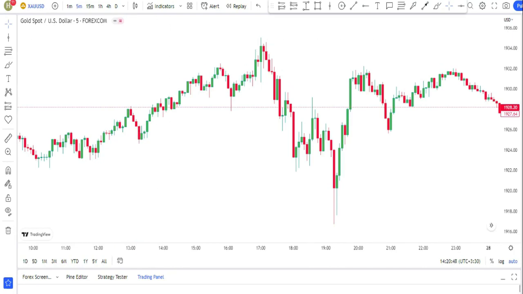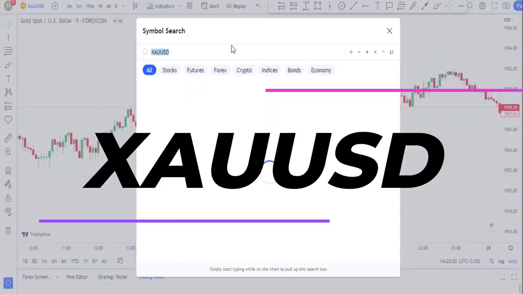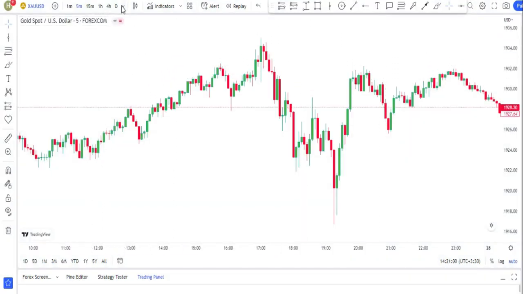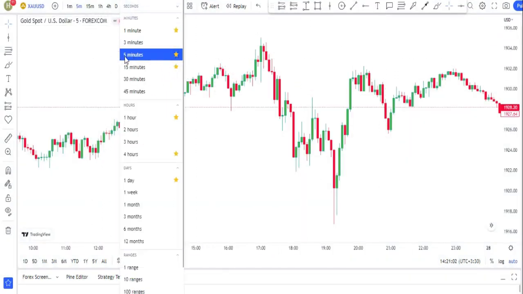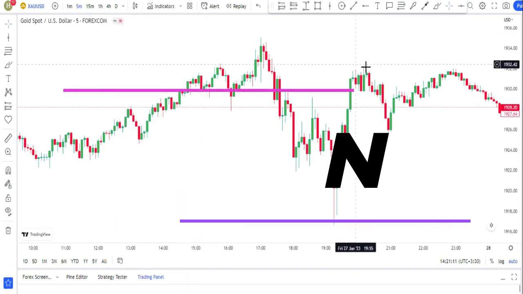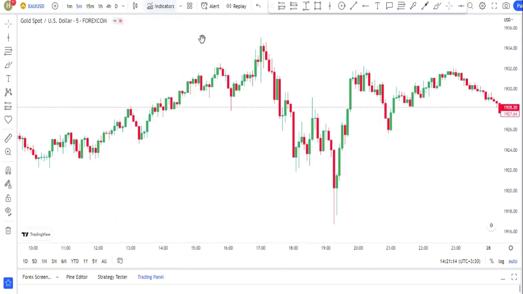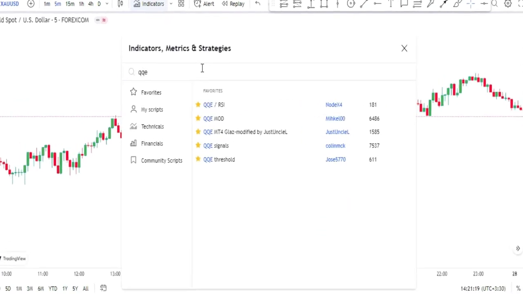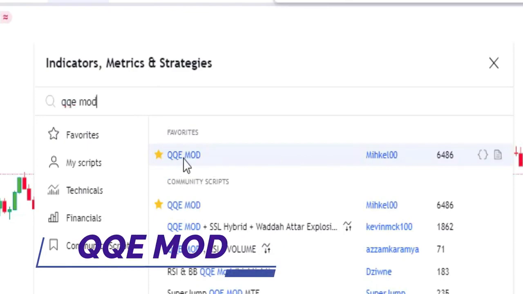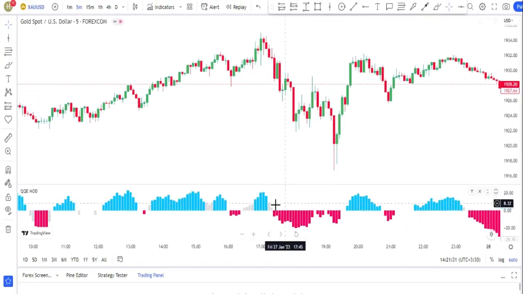I will review this strategy on the gold chart and the 5-minute time frame, but you can use the strategy in all charts and time frames. Now we have to add the first indicator of 3 indicators of this trading setup to the chart, which is called QQE mod. The QQE mod indicator is displayed in the chart like this.